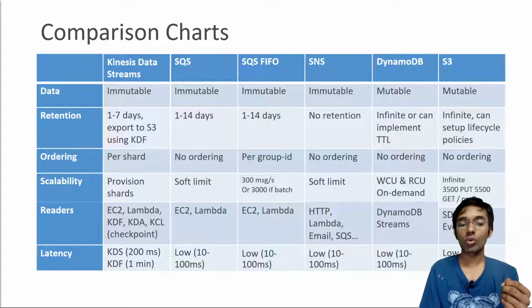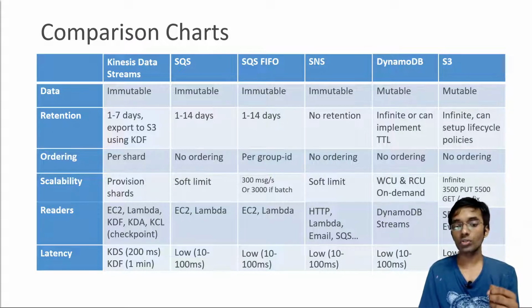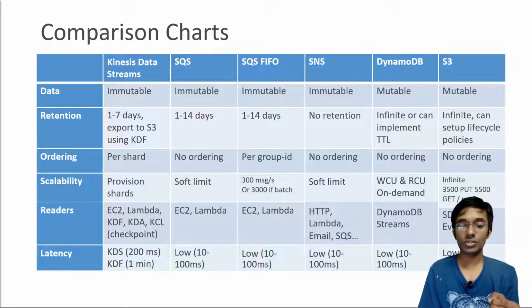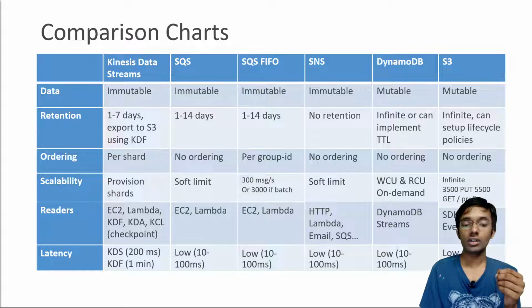We can export to S3 using Kinesis Data Firehose. The ordering is going to be per shard, and we have to provision those shards in advance. And the readers for those shards can be EC2 instances, Lambda functions, Kinesis Data Firehose, Kinesis Data Analytics, and the KCL, Kinesis Client Library, that has a checkpointing feature.